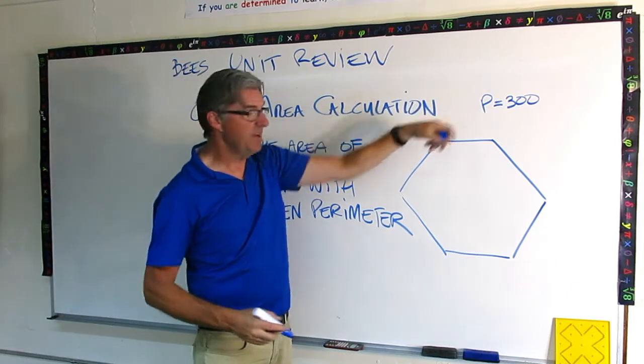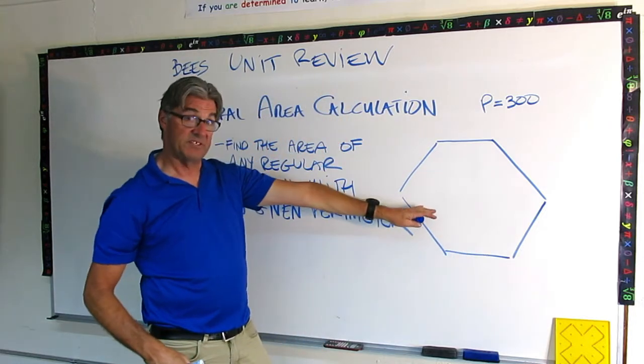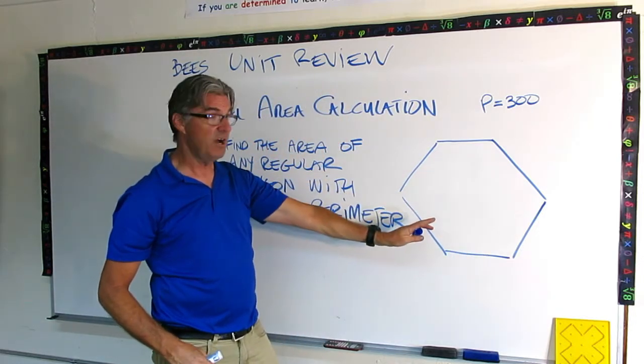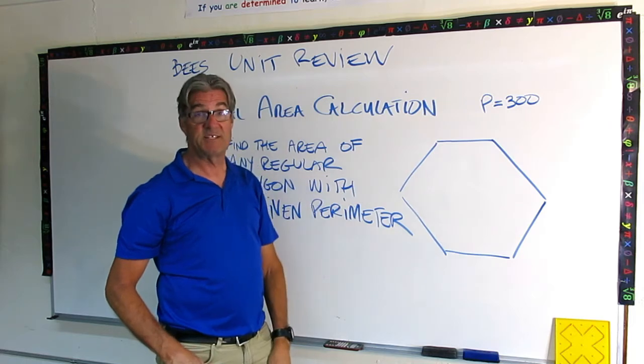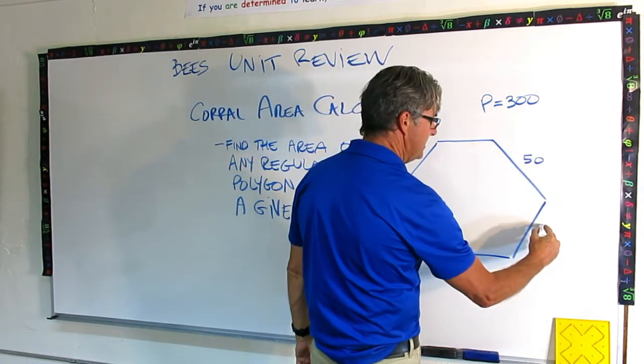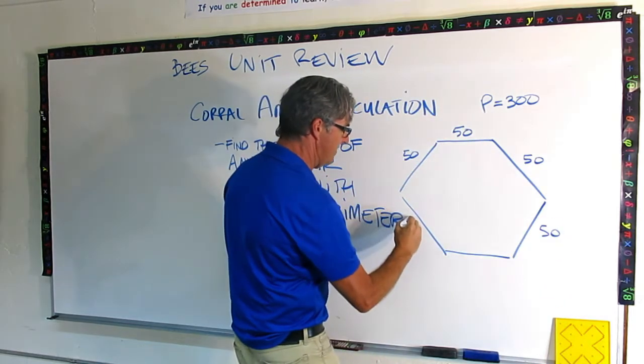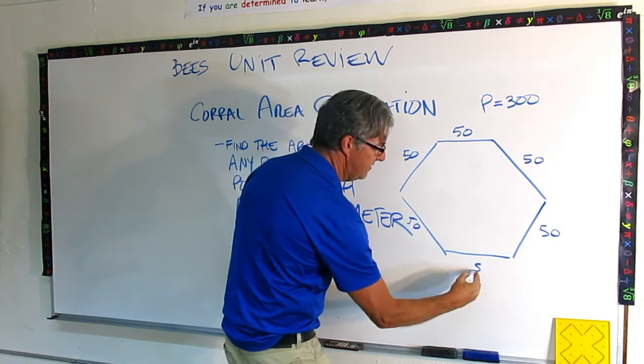Okay, so the setup was this. If the perimeter is 300, then each side of the 6-sided figure, it's a regular polygon, is going to be 300 divided by 6, which is going to be 50. So in this case, each side is 50. So we could mark that all the way around. So that was kind of one of our setup steps.